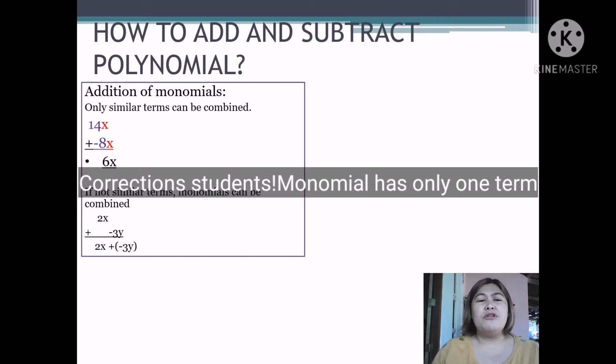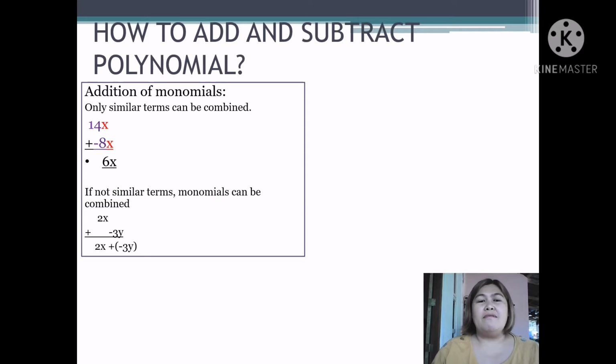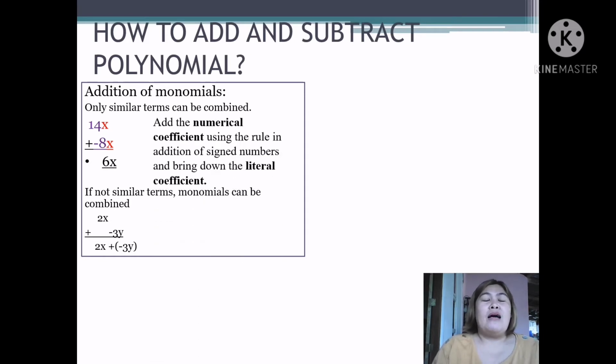In addition of monomials, only similar terms can be combined. How are we able to determine that the terms are similar? When we have the same variable, we have similar terms. In our example, we have 14x and negative 8x. The first rule is to add the numerical coefficients using the rule in addition of signed numbers, or what we call integers. So we go back to the rules about integers.